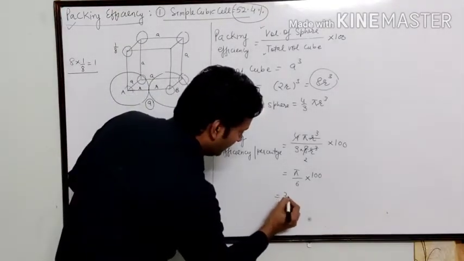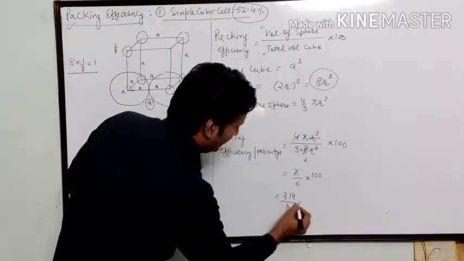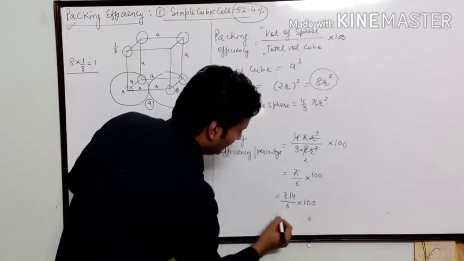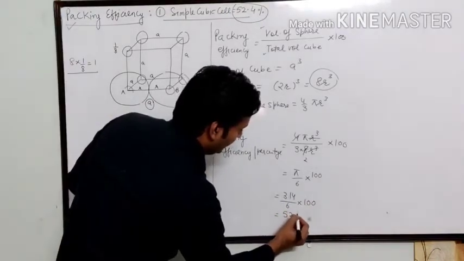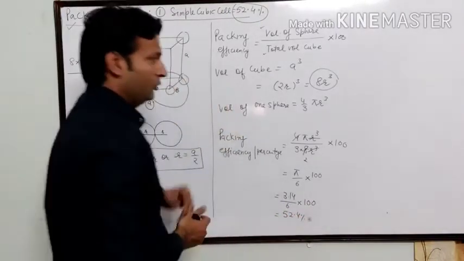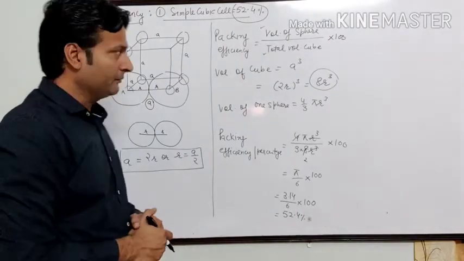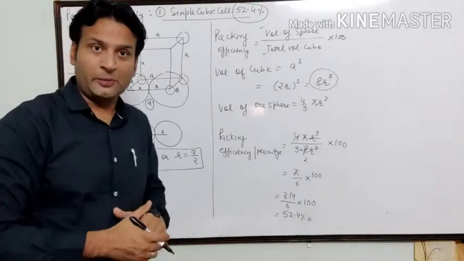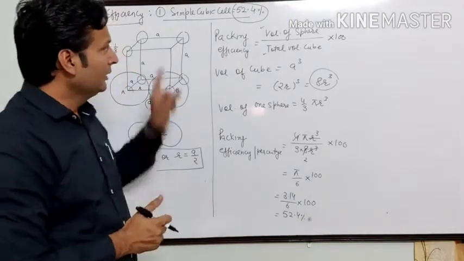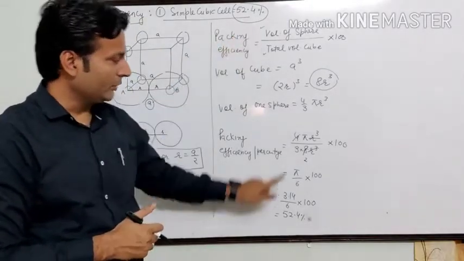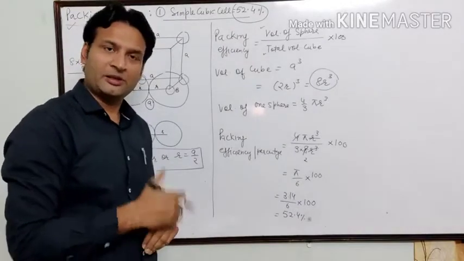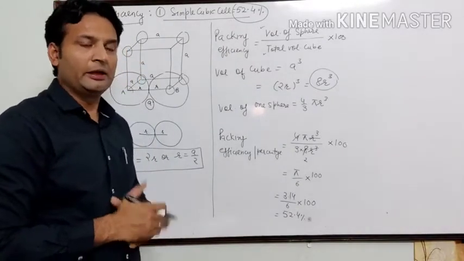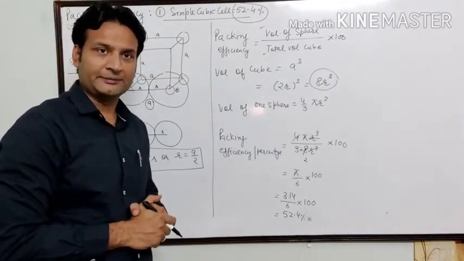If we are putting the value of pi, now the answer will be 52.4%. So this is the packing percentage, and we have proved that in simple cubic or square packing, also known as square packing, the packing percentage is 52.4%. Similarly, we can explain in FCC and BCC.